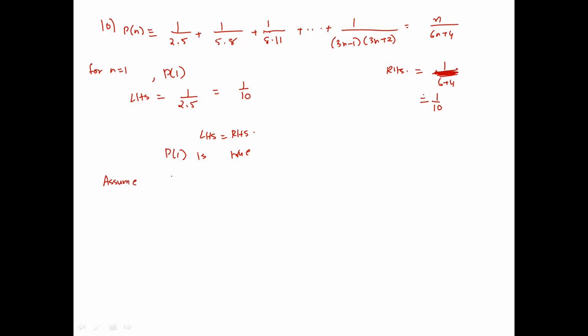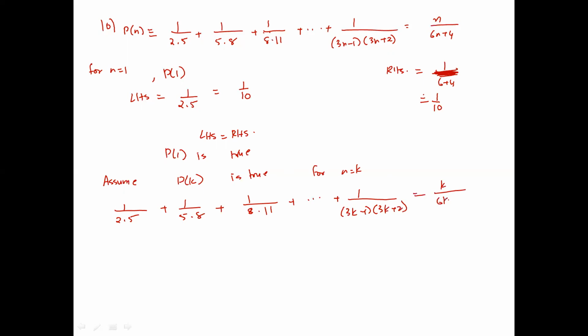Now assume that P of k is true for n equal to k. That means the left side, 1 by 2 into 5 plus 1 by 5 into 8 plus 1 by 8 into 11 and so on, in the last I will put n as k, 1 by (3k minus 1) into (3k plus 2), will be k by (6k plus 4). This will be equal, I have assumed.